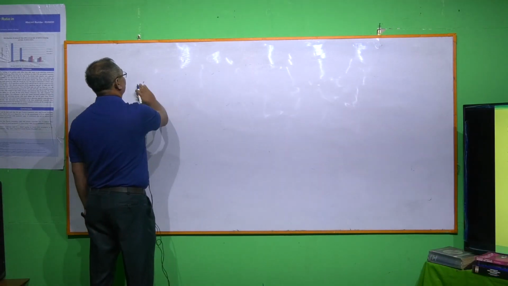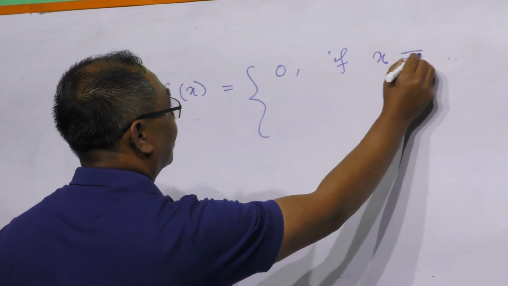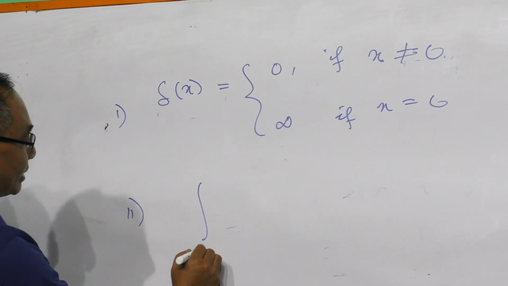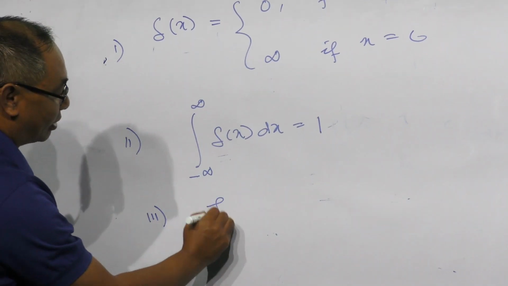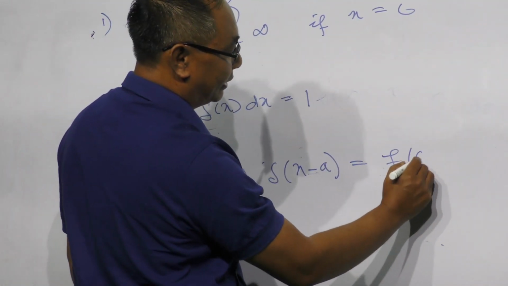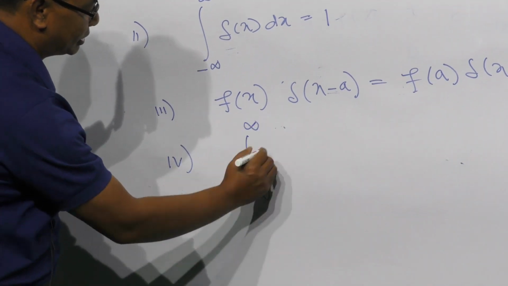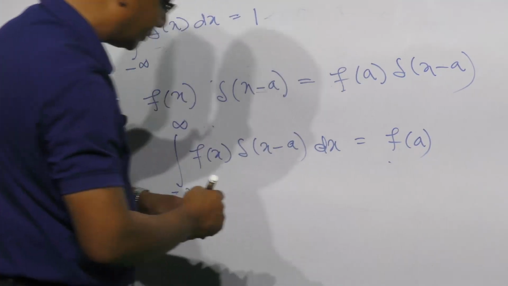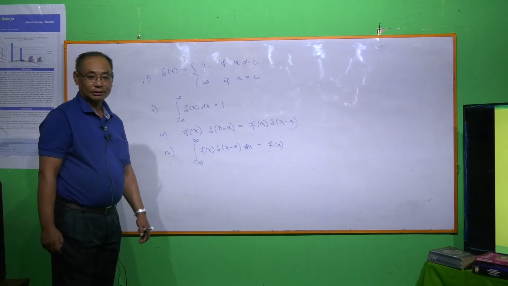The delta function has the following properties. Number 1: delta(x) equals 0 if x does not equal 0, and infinity if x equals 0. Number 2: the integral from minus infinity to plus infinity of delta(x) dx equals 1. Number 3: f(x) delta(x - a) equals f(a) delta(x - a). Number 4: the integral from minus infinity to plus infinity of f(x) delta(x - a) dx equals f(a). Here the function f(x) is a regular, continuous and differentiable function of x.